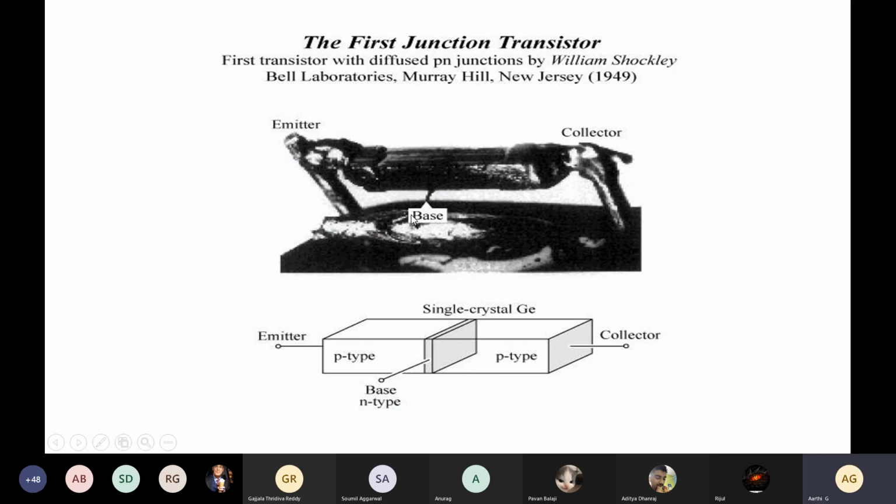We can see the emitter, base, and collector, and how it is fabricated inside a single germanium crystal, where we had emitter, base, and collector terminals of P, N, and P type.